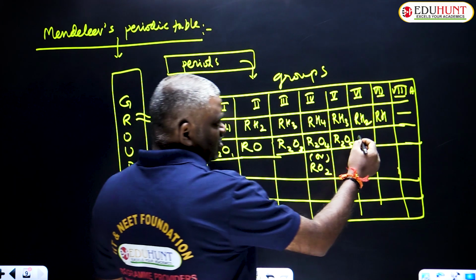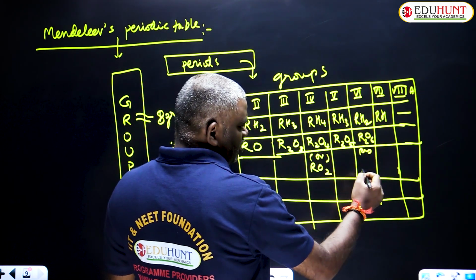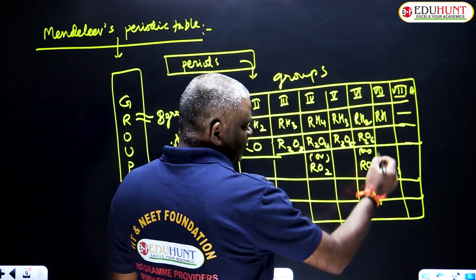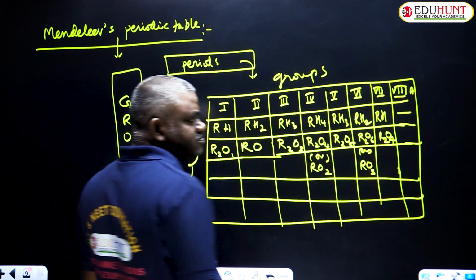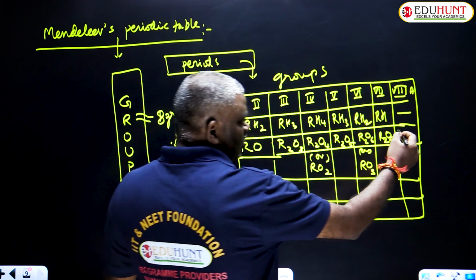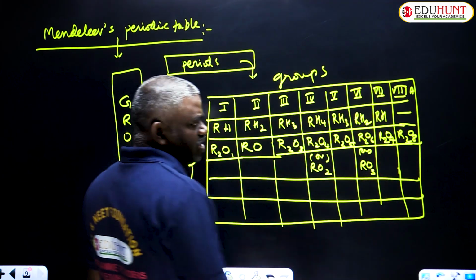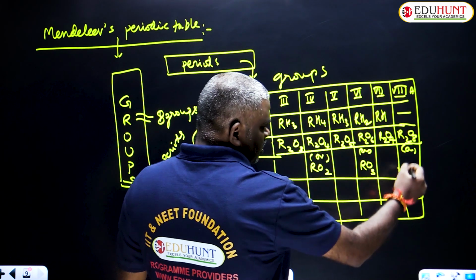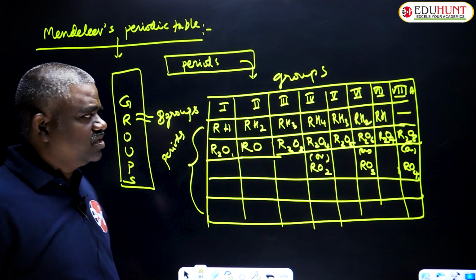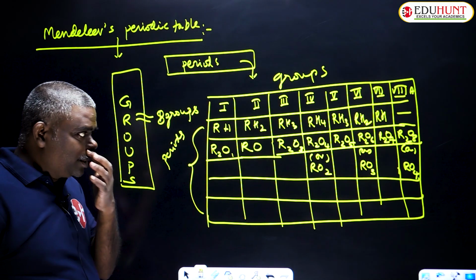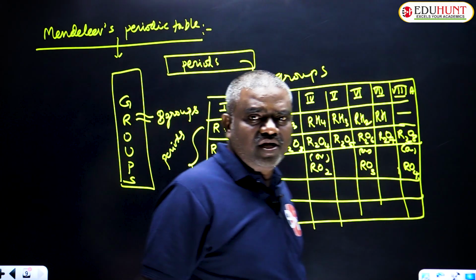R2O6, then common RO3, and finally R2O7, and it is R2O8. Then R2O8 means you can take RO4. So according to oxygen, their arrangements are also given in the periodic table of elements.